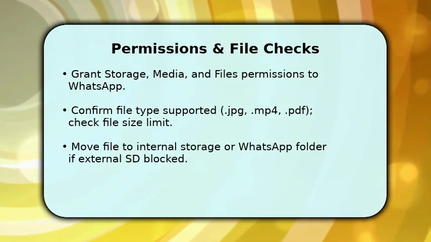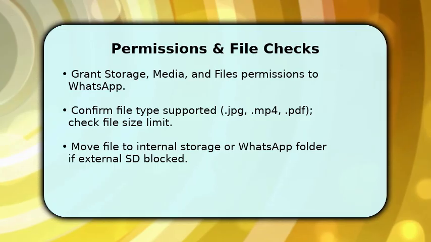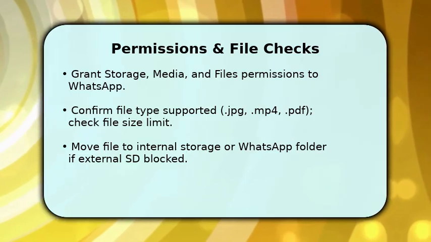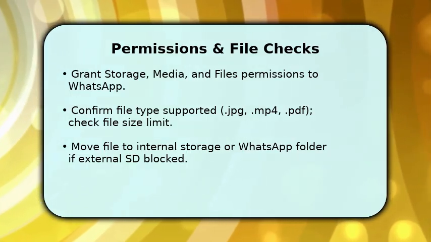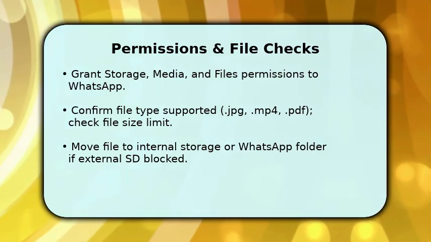Now you check permissions and file validity because sharing fails when access is blocked. Go to App Permissions and enable storage and media access. This lets WhatsApp read and send files. Then verify file type and size. WhatsApp restricts certain formats and large videos, so convert or compress when needed.